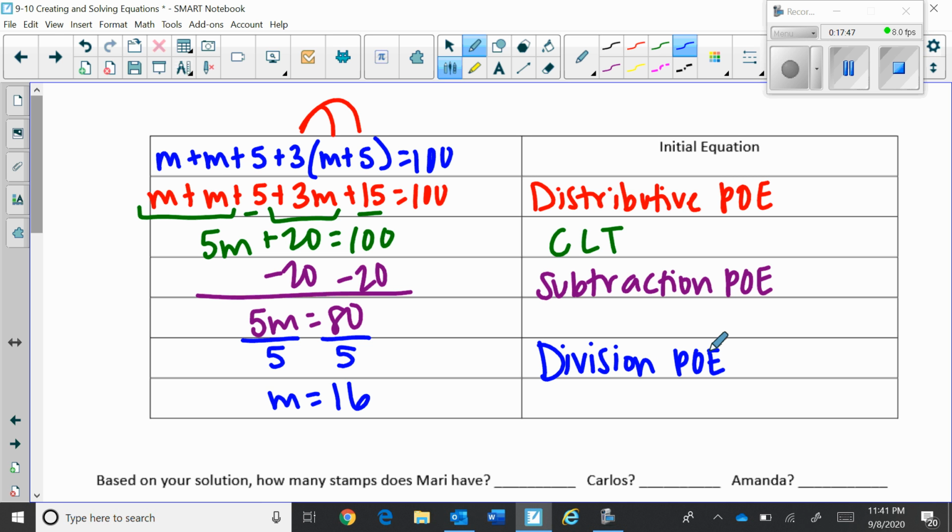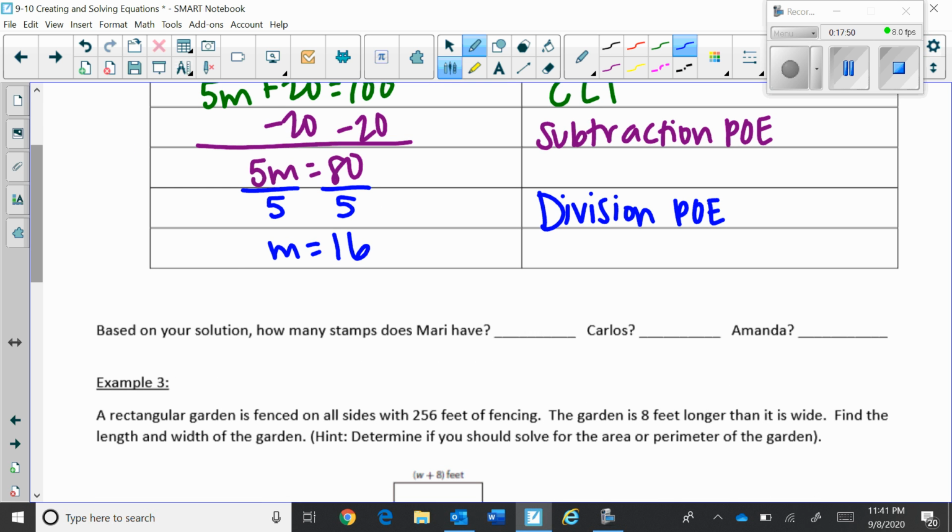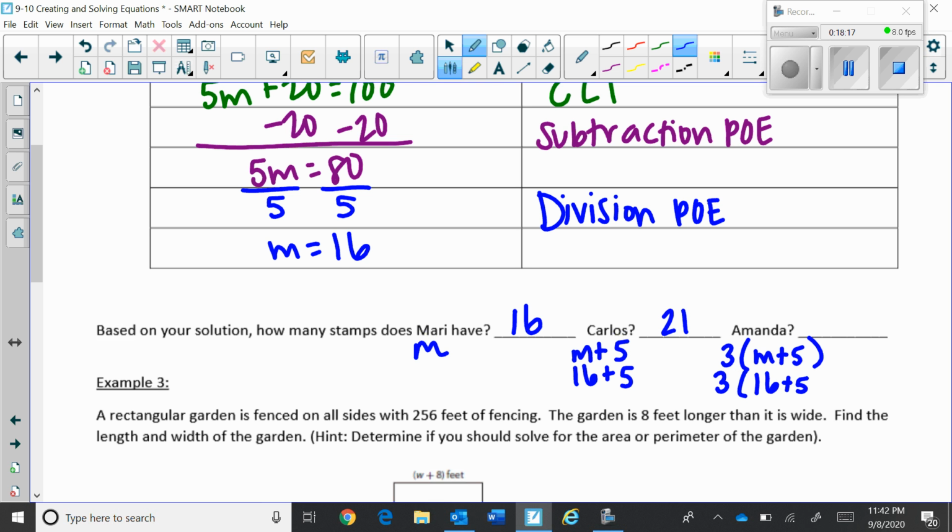All right, so if we go back to this, remember, based on your solution, how many stamps does Mari have? Mari was m. So Mari has 16. Going back, Carlos had m plus 5. So we have 16 plus 5, which gives us 21. And then Amanda had 3 times Carlos's m plus 5. So she would have 3 times (16 plus 5), so 3 times 21, which would give us 63.